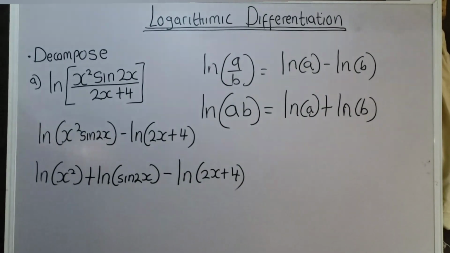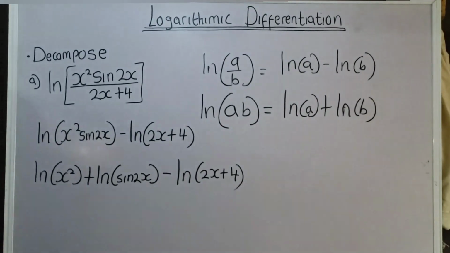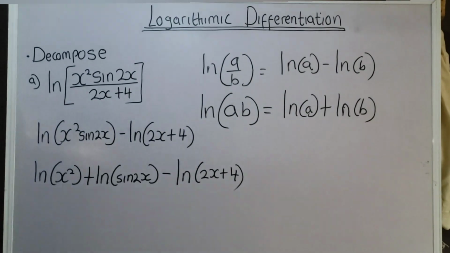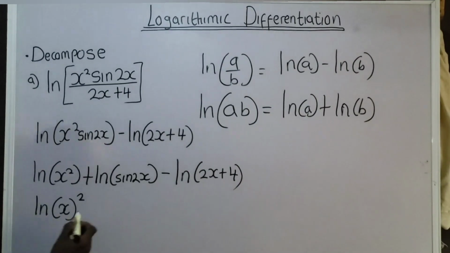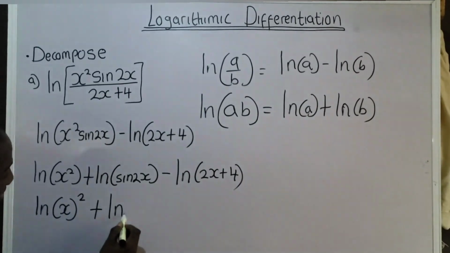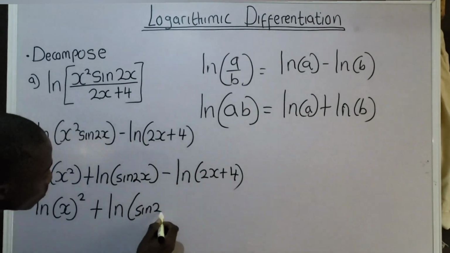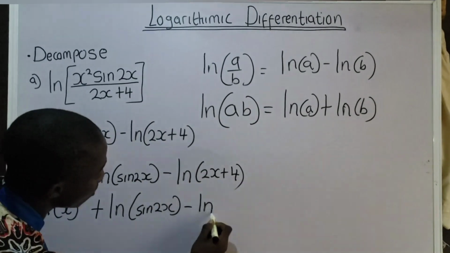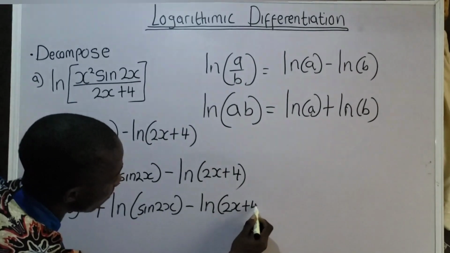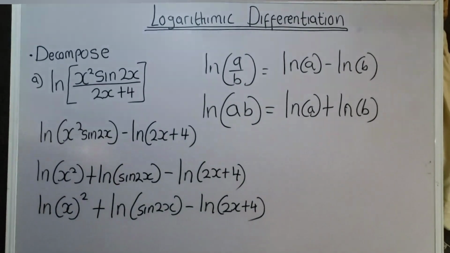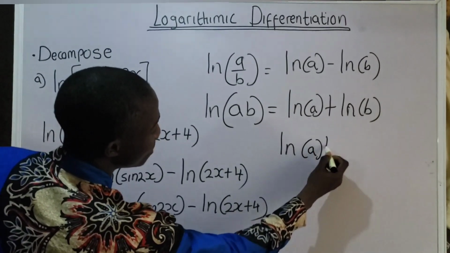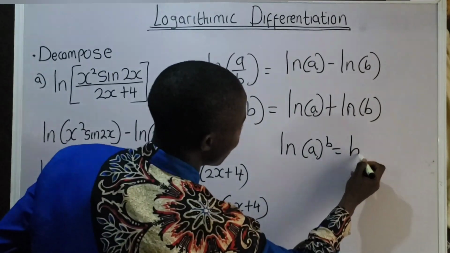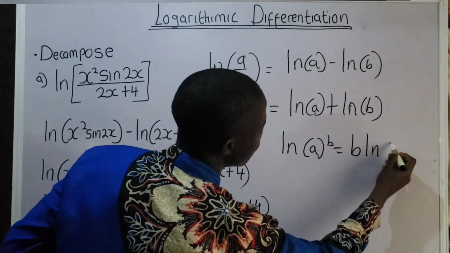But if you want to decompose it further, you can still decompose it. You can still reduce this function. For example, you can see from this place, I can say that this natural log of x squared can be written as, you can see, and this can be written as natural log of sine 2x minus the natural log of 2x plus 4. According to the law of logarithm, if we have natural log of A raised to the power of B, we can make it B natural log of A.